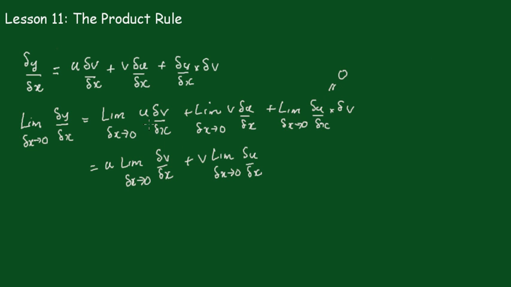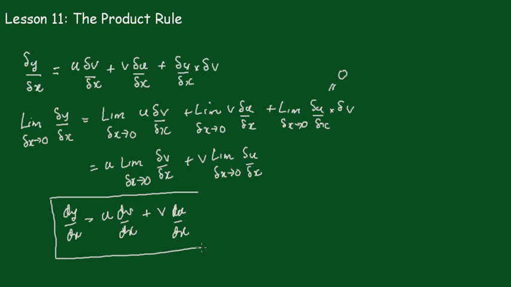Okay, so that's gone to 0, and now we have the u coming to the front, because that's independent of delta x, and so is v. And we know that the limit as delta x goes towards 0 of delta y over delta x is just dy dx. So we can say dy dx is equal to u times dv dx plus v times du dx.